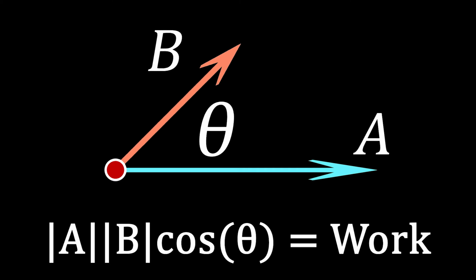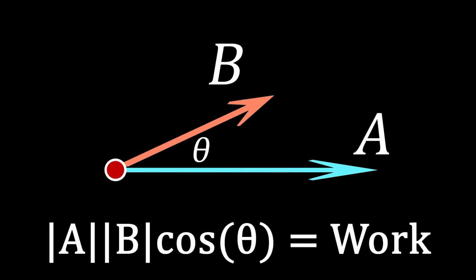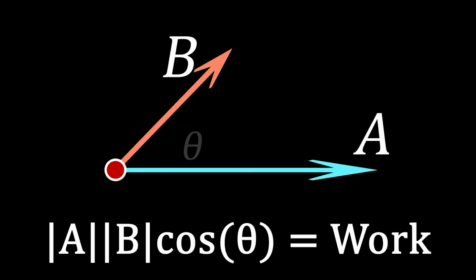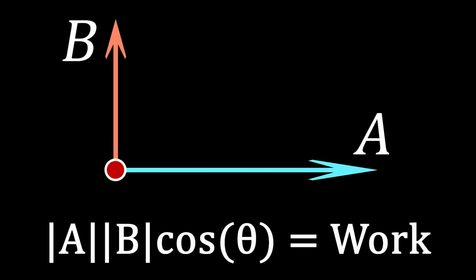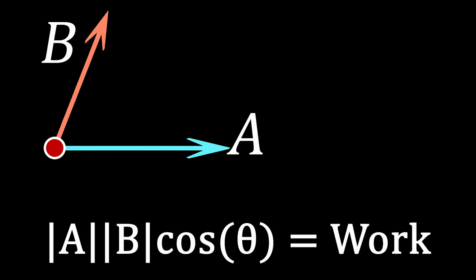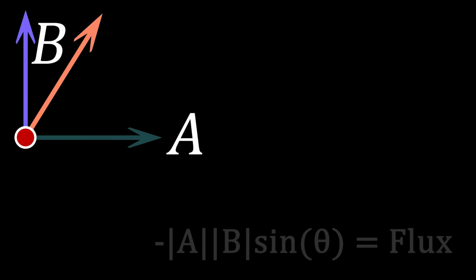If the angle between a and b gets closer to 90 degrees, cosine of theta approaches 0, and thus the absolute value of the dot product becomes smaller. Flux can be defined as the dot product between vector b and a 90-degree rotation of vector a. In other words, the absolute value of a multiplied with the absolute value of b, all multiplied by negative sine of the angle between these two vectors.